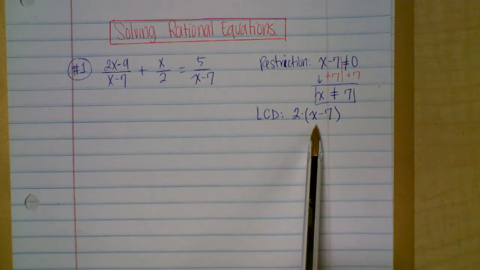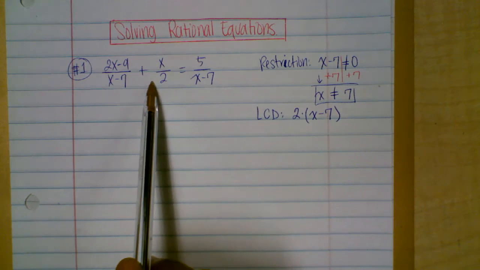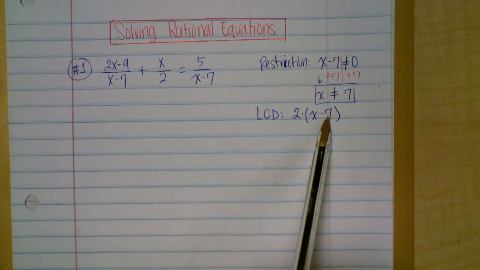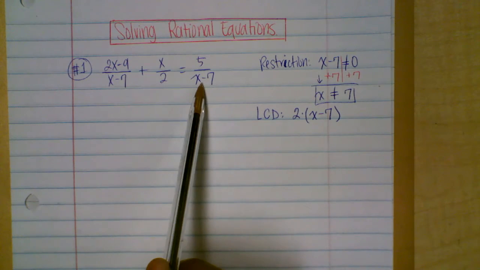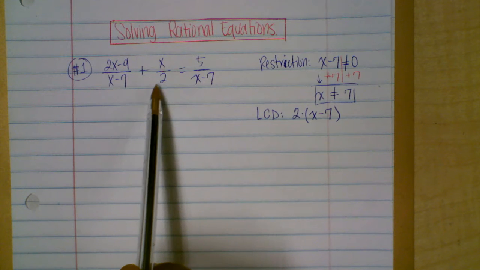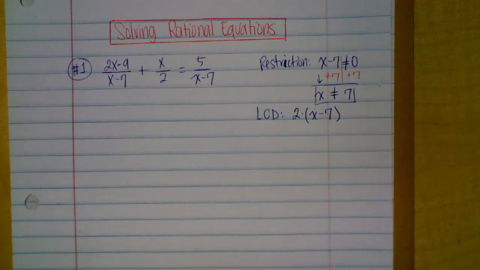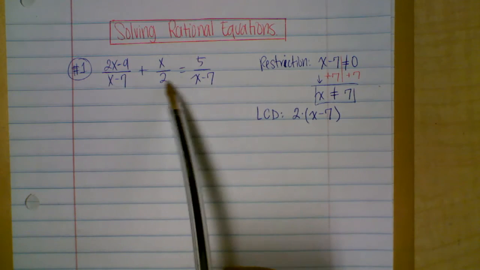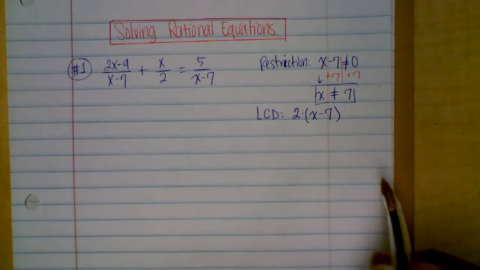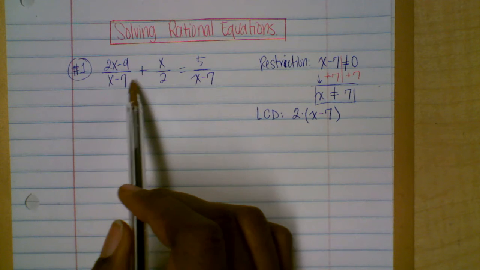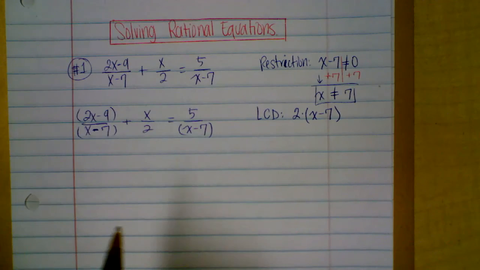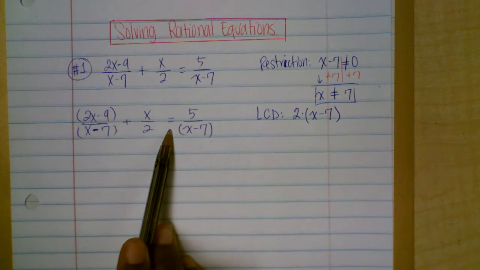Then there are two ways. The next step is you can multiply every single term by the LCD, the least common denominator, to cancel out the division, the fraction, by x minus 7, and for the other one by 2. But if you want, you can just make them the same denominator. So let's go step by step. After finding the LCD, you're going to make the denominators the same. I will write the rational equation below.